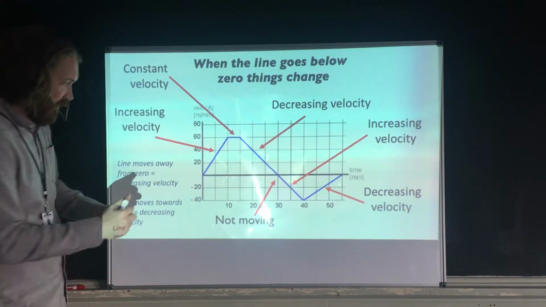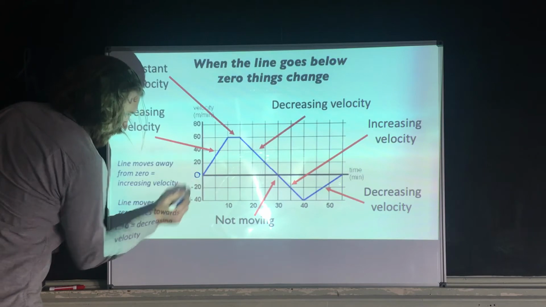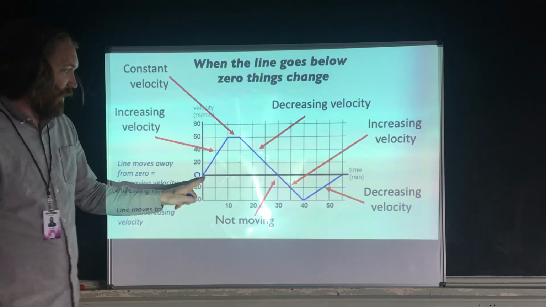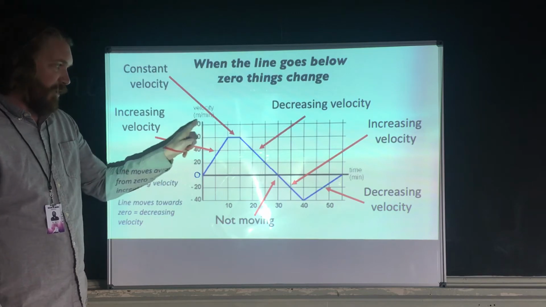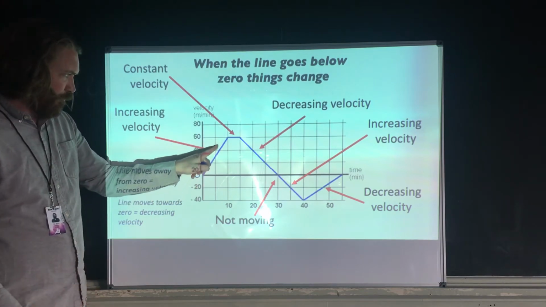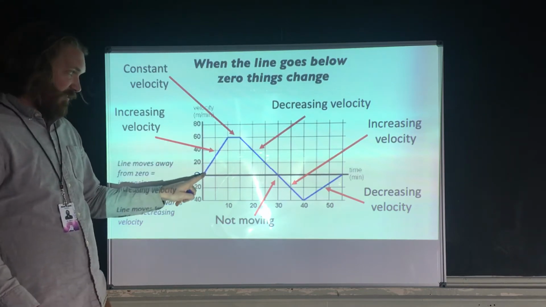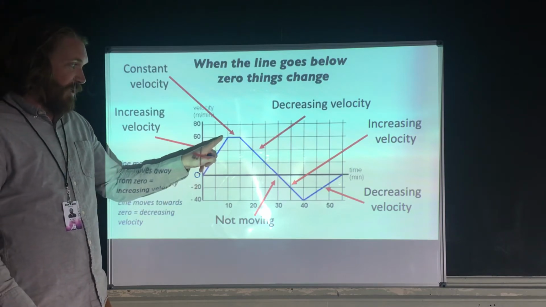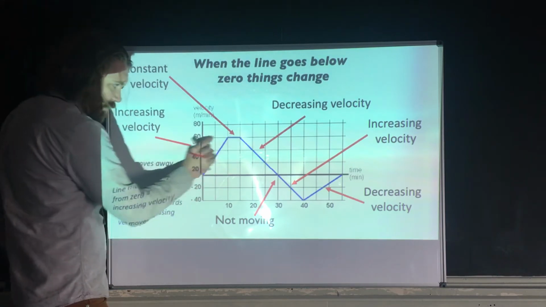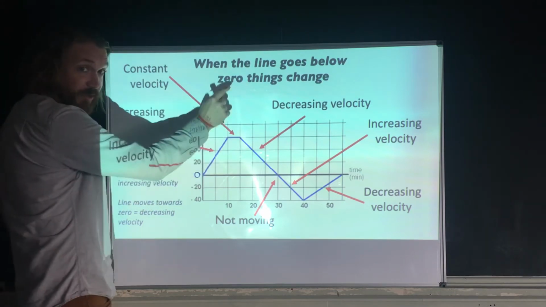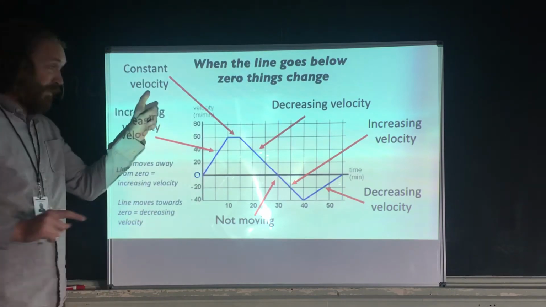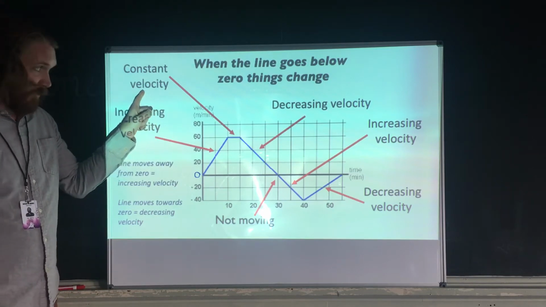So let's look at what's happening here. We're starting, this is 0, right? So we start at 0 meters per second, and the line is going up all the way to 60, it's actually meters per minute, whatever, meters per second. This is an increasing velocity, okay? Our object is speeding up. Here, the object is moving at 60 meters per second the whole time. It's not increasing or decreasing, which means we have a constant velocity, okay?